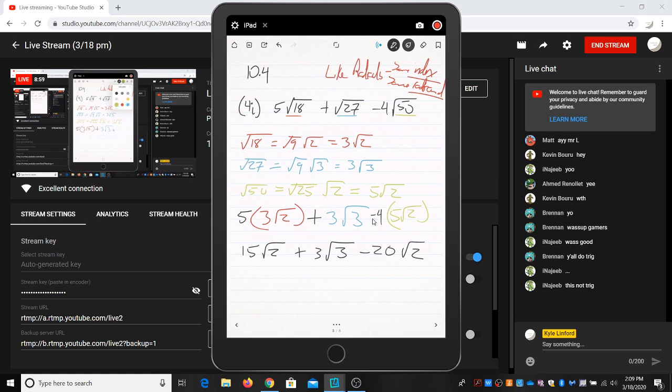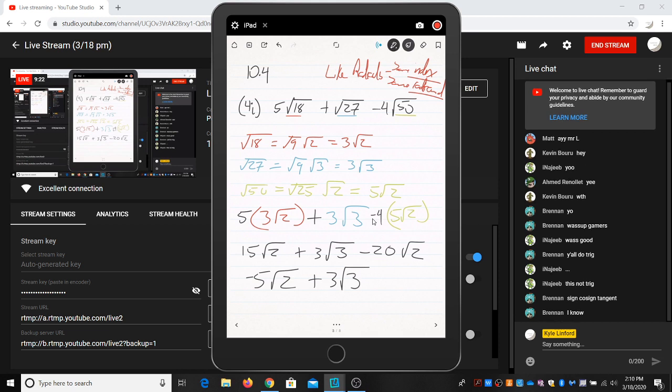Now we can see, are there any like radicals here? And you should notice that, yep, there are 2 like radicals. They have the same index, they're both square roots, and they have the same radicands. So we can combine those. 15 root 2, take away 20 root 2 is negative 5 root 2. And then 3 root 3 doesn't really combine with anything, but that's okay. Doesn't always have to.